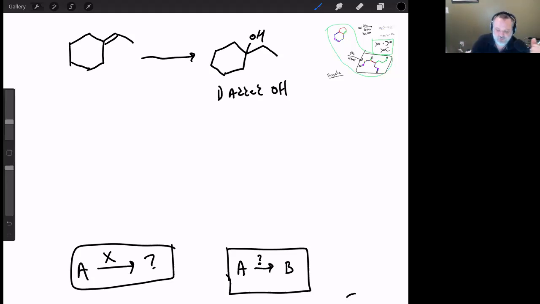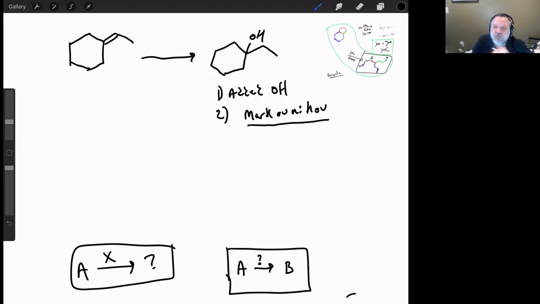So I added OH. The next thing I want to do is, well, what was the stereochemistry or the regioselective outcome of the addition of OH? Was it Markovnikov or was it anti-Markovnikov? If you think about the location of the double bond and where the OH is, you see to yourself that the OH added at the more substituted position. So now you're thinking to yourself, that's the Markovnikov addition of OH.